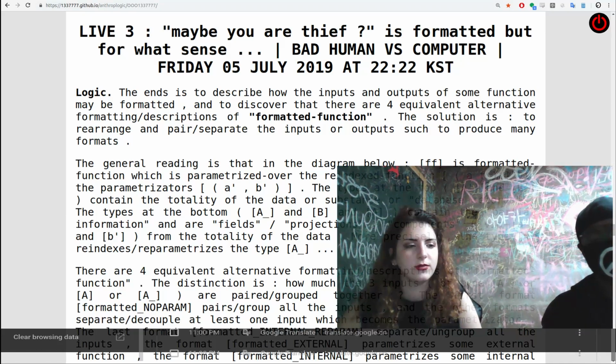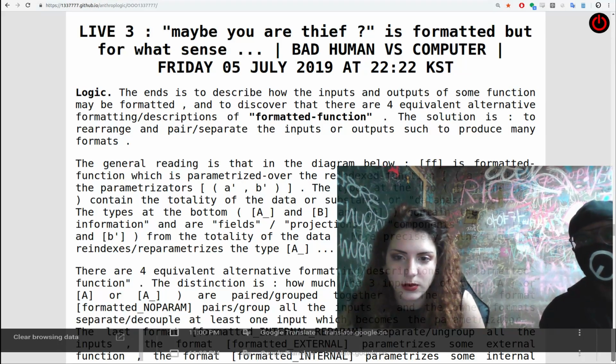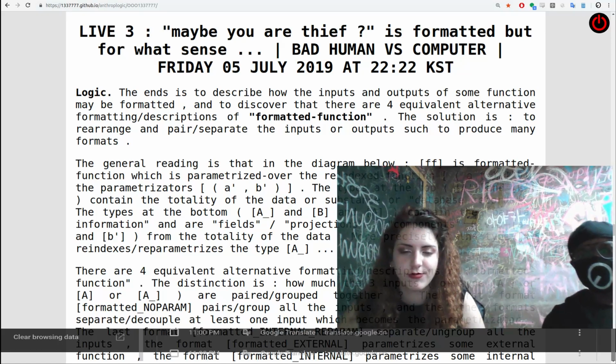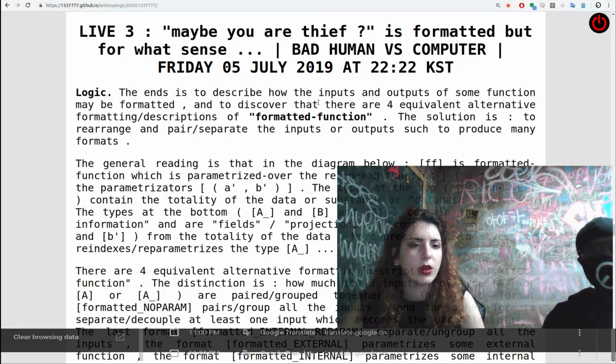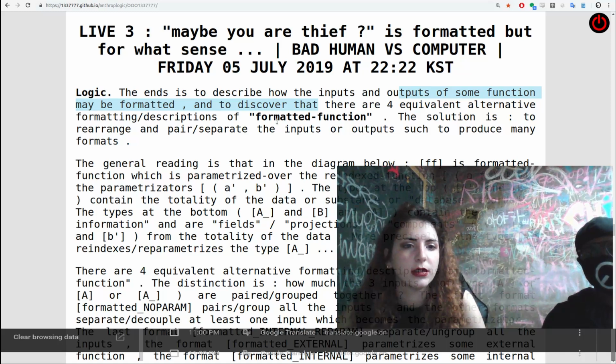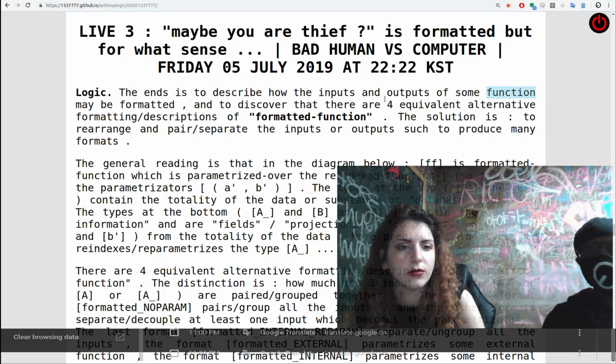Do you see now? Okay, finally. So today we'll be talking about formatted functions, so how to take one function and format the input and the output.